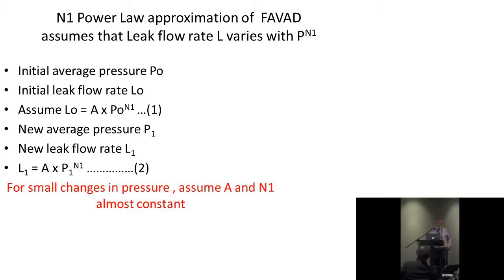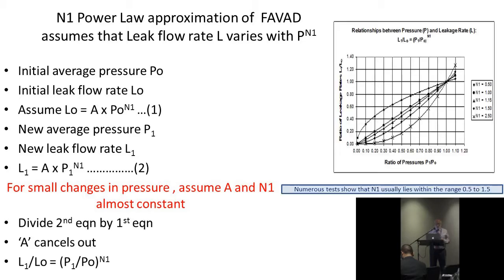So when looking at this in the past, we've tended to have the concept that perhaps leakage varies to some power of the pressure. And so we invented this number. When I say we, this is the IWA Water Loss Task Force, invented this concept of N1, it's called, such that leakage is some factor times pressure to the N1. And we believe that N1 was constant thereabouts. Small changes of pressure, N1 is almost constant. And we set about trying to find those values.